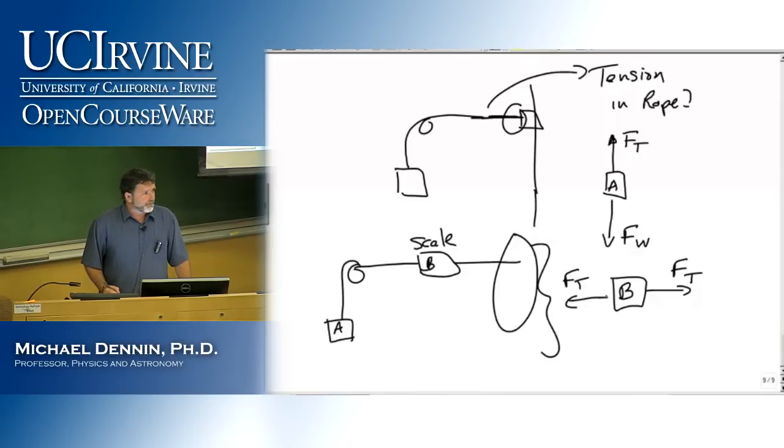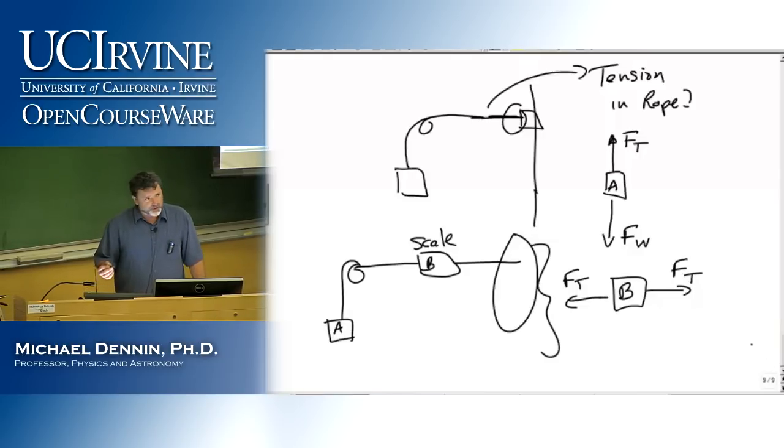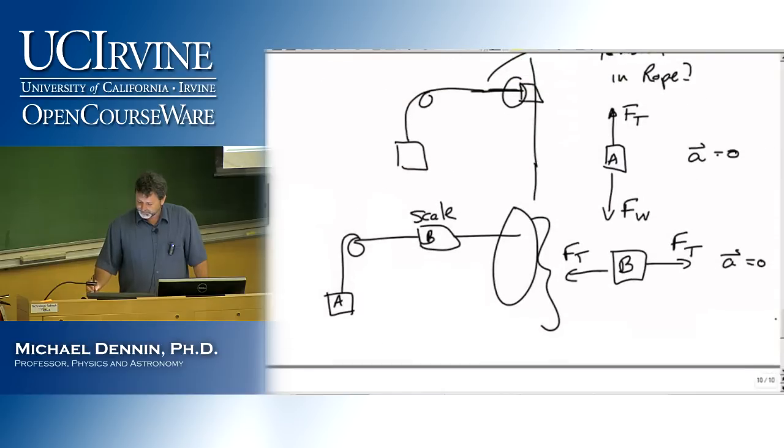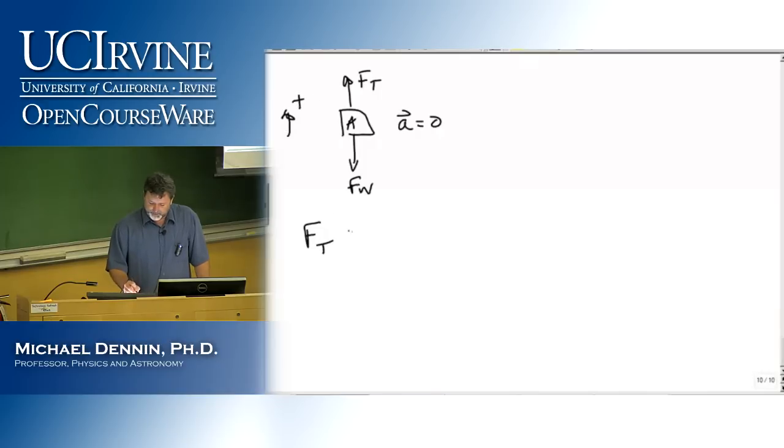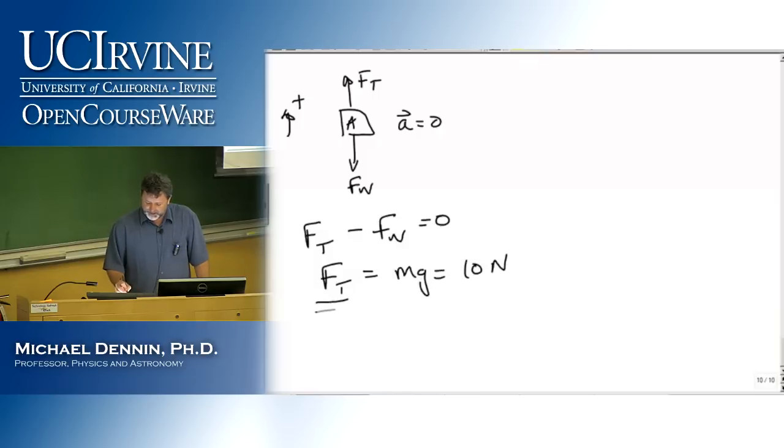And there's a little bit of a trick here: you're going to have to know how scales work, and we'll show you in a minute. Both of these had an acceleration of 0. So what that told us in the first one, let's redraw those. For object A, we had F tension, Fw, and acceleration equals 0. So F tension, taking up to be positive, minus Fw equals 0. And I told you the weight was such that mg was equal to 10 newtons. So F tension is 10 newtons.